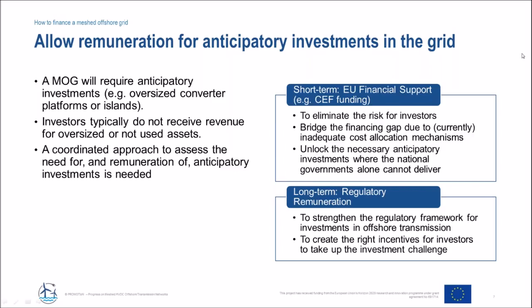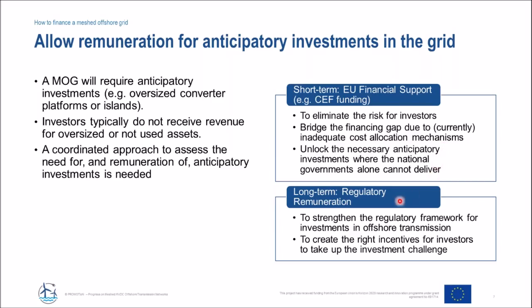So we suggest to follow a coordinated approach to assess the need for and the remuneration for anticipatory investments in order to deliver a cost-efficient and reliable offshore transmission infrastructure. In particular, and here on the right side, you can see our recommendations for the short term: to use the EU financial support, for example, the SET funding, to eliminate the risk for investors and bridge the financing gap due to, at least currently, inadequate cost allocation mechanisms. That way you can unlock the necessary anticipatory investments where the national governments alone cannot deliver.